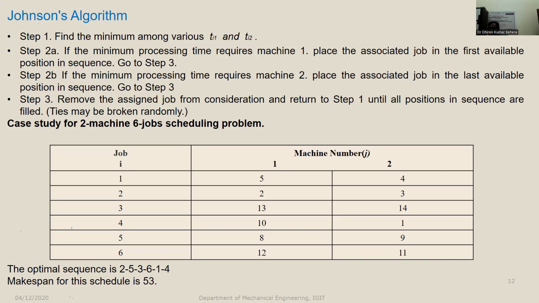Job 6, that is 12, 11, and 13, 14. So job 4, job 3 will be at the end. That is, in the middle it will be there. So the optimal sequence is 2, 5, 3, 6, 1, 4. The maximum for the schedule is calculated. So by taking this sequencing order, you can calculate the in time and out time, and thereby you can get a calculation table to be 53.